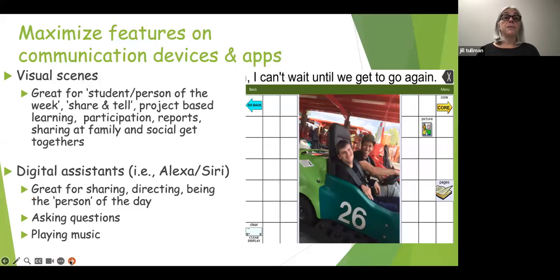Something we want to make sure to do is maximize features on the communication devices and within the apps. Visual scenes are where you take a picture and put it on a whole page or part of a page on a communication app. Here Max is go-karting. Visual scenes are great when an individual is a student or the person of the week. They can be used for project-based learning, for reports, great for sharing at family get-togethers, and digital assistants, like I talked about earlier with Alexa and Siri. There are great ways for sharing and asking questions.